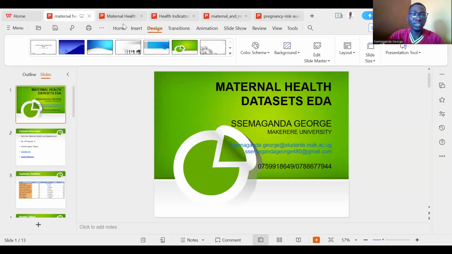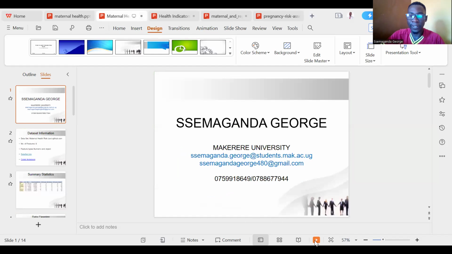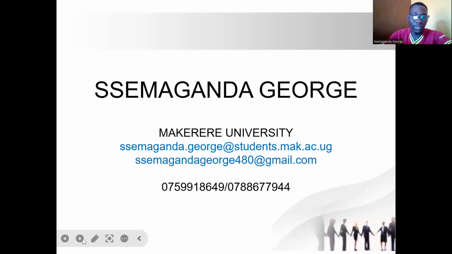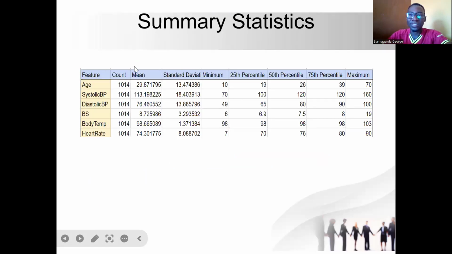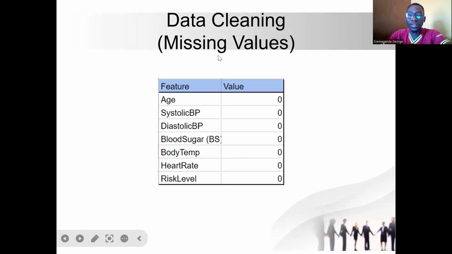So I'll dive straight into the second data set, that is maternal health risk, which I got from github.com. It's a repo. It had 6 categorical features. The data type was both numeric and object. Still I have a link to both the data set and the Colab notebook for the EDA. These are basically the summary statistics for the data set. There was also no data cleaning because most of the features had valid values.